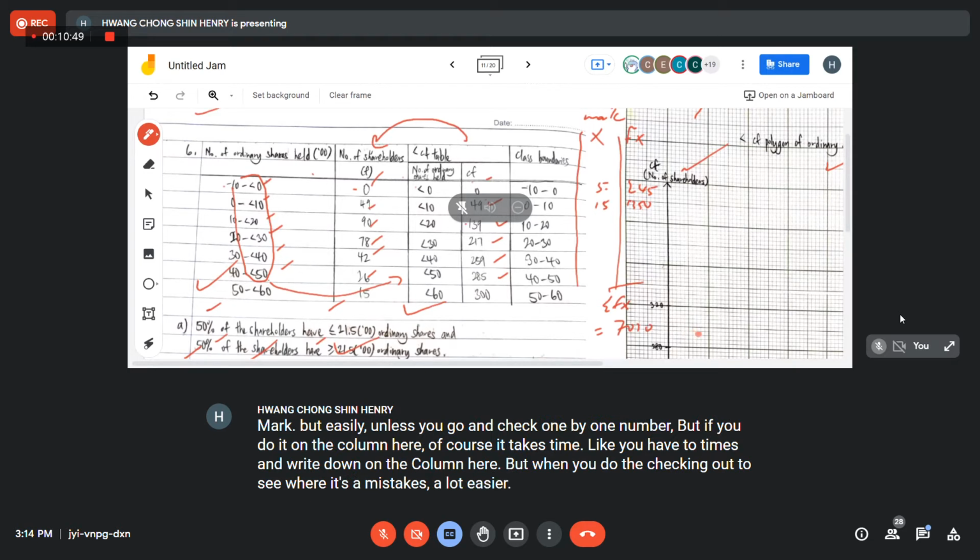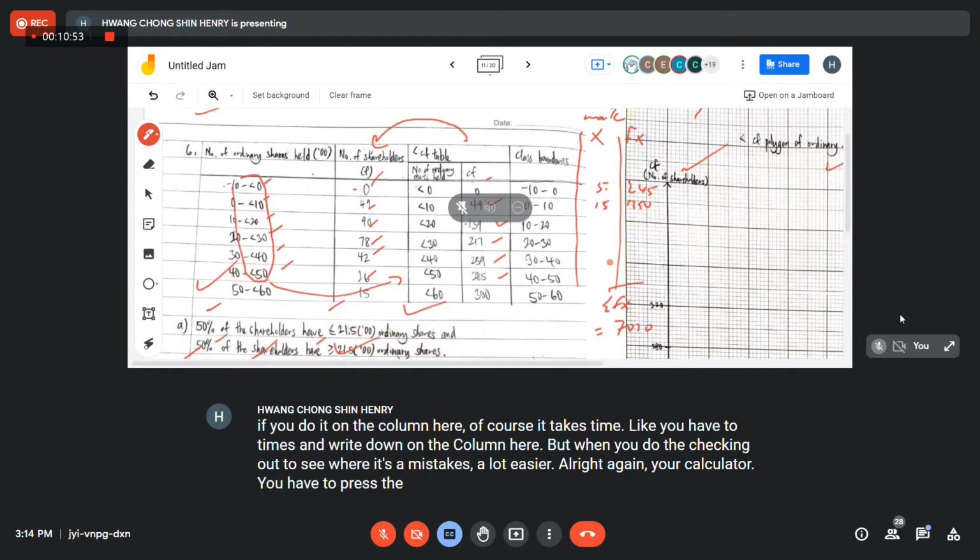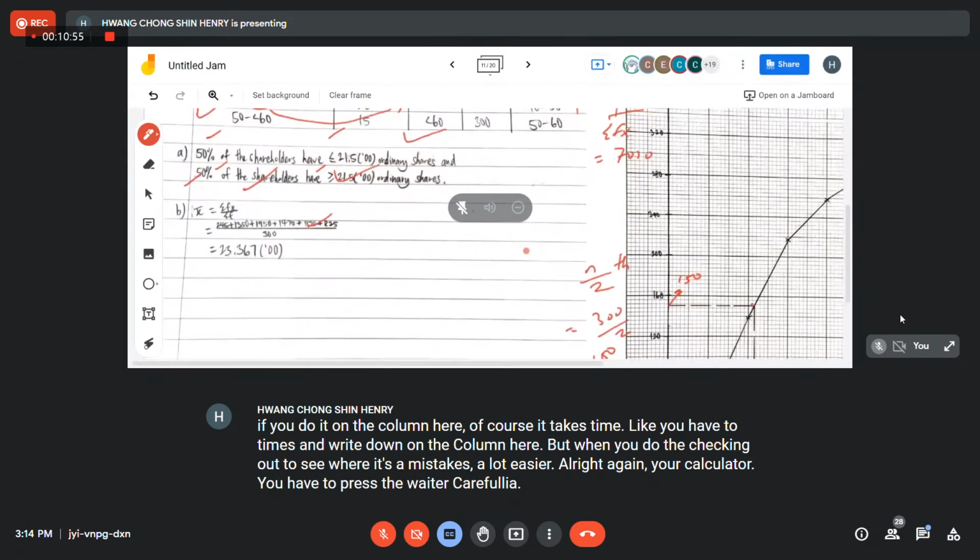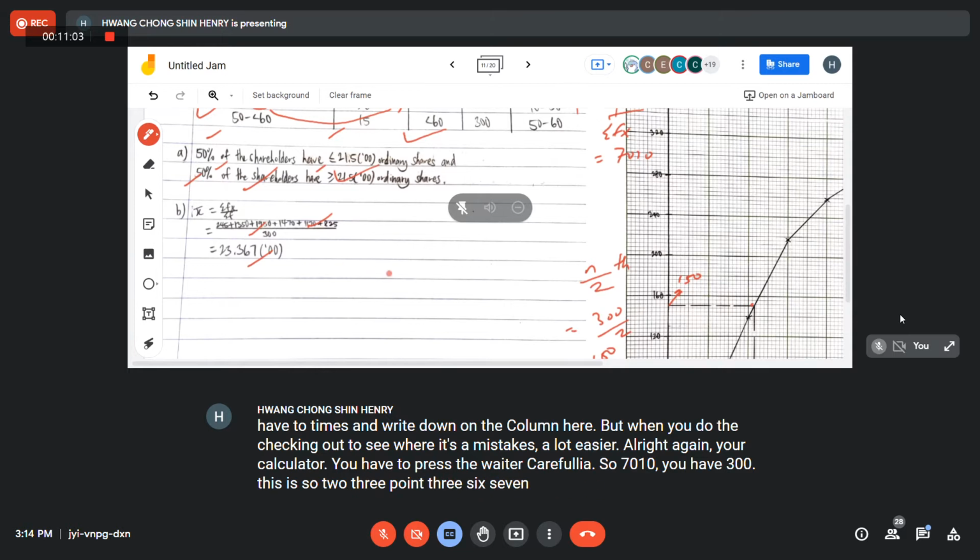Again, your calculator, you have to press carefully. So 7010 divided by the total f, 300. This is your mean, 23.367 thousand shares.